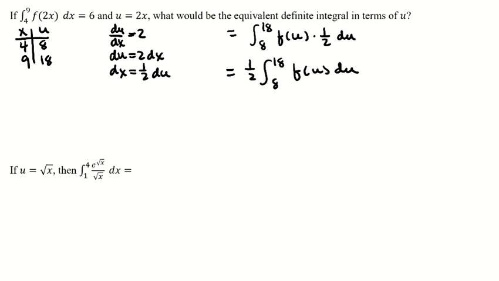And then if u was the square root of x, that's x to the 1/2, du dx is 1/2 x to the negative 1/2. Okay, so I could say that du is equal to 1 over 2 times the square root of x. I'll show you how we used to do it.